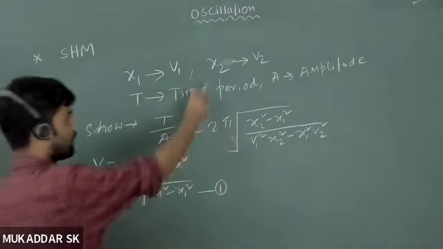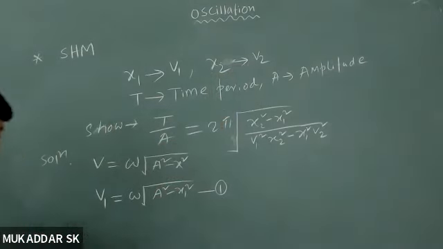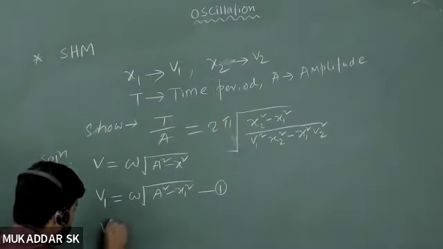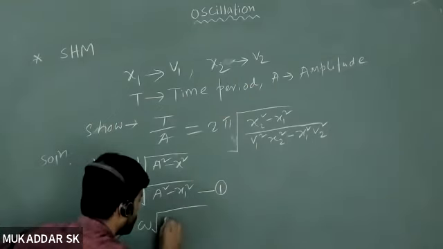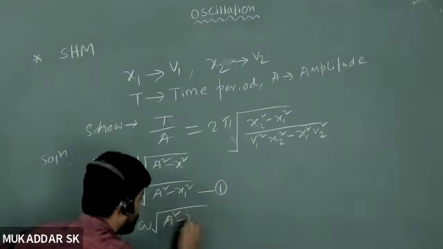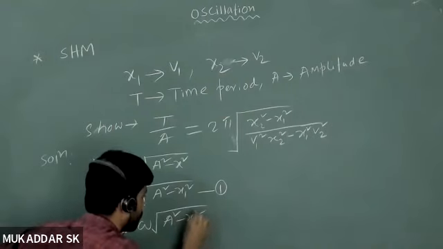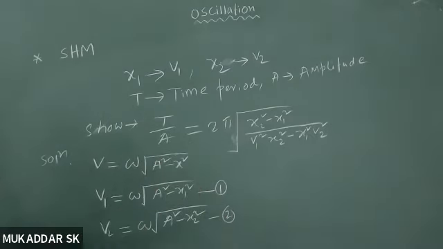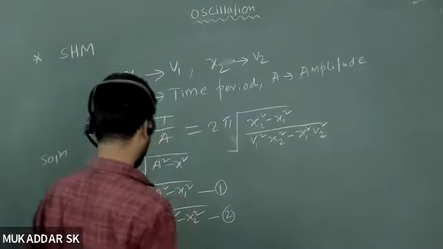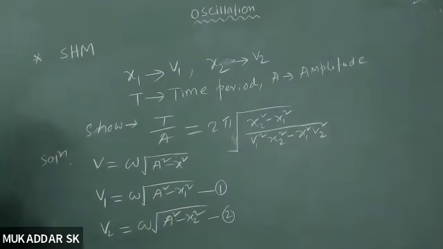And when you substitute x equals x2, your velocity is v2. So v2 will be omega square root of a square minus x2 square. And let us take this as equation number 2. Is this part clear? Yes, sir.